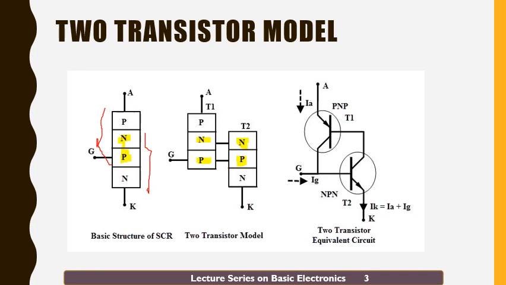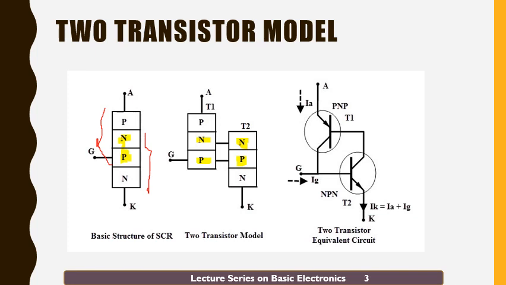If I apply the KVL or KCL, sorry, KCL is Kirchhoff's current law. The current which is leaving the circuit and the current which is entering the circuit are equal. The current leaving the circuit is IK, and the current entering the circuit is IG and IA. So I'll be writing it as IA plus IG, right?